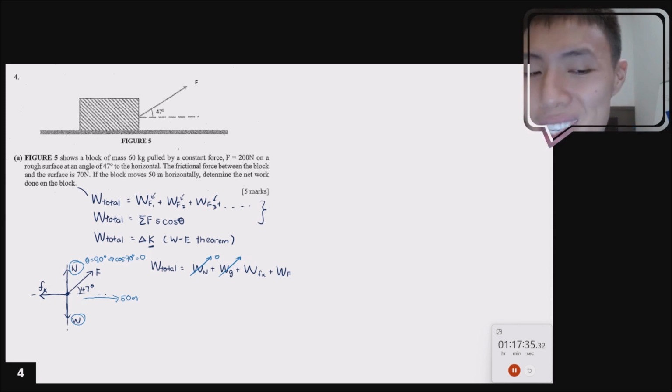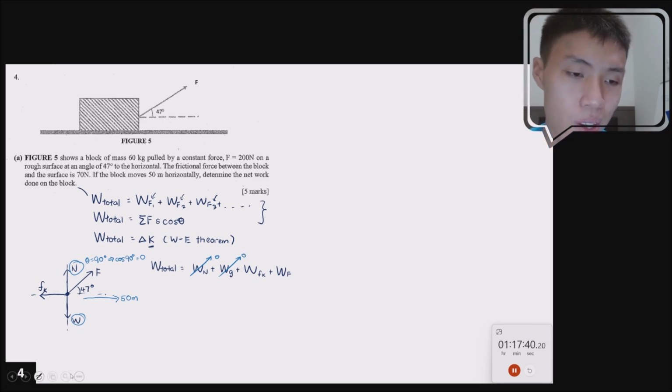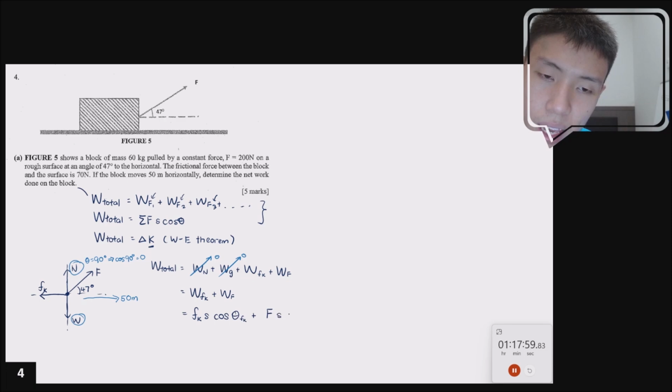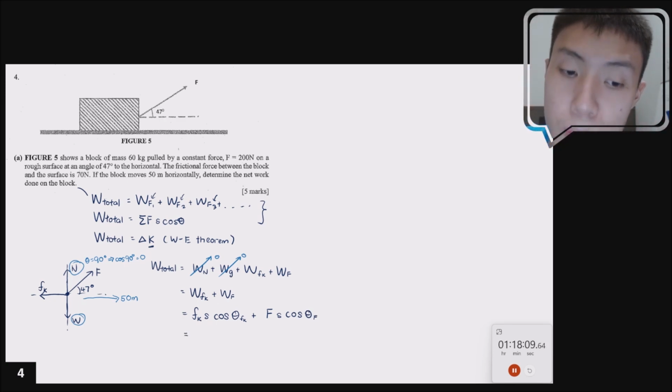Work done by normal force is equal to 0. Work done by gravity is equal to 0. Both of these are 0. We just need to find the work done by the friction and also the work done by the external force. Very simple. Again, this is just F s cos theta, where theta is for kinetic friction, plus F s cos theta, where theta is for the external force. So now you can just key in everything. When we put in the force and the displacement, we just put in the magnitude.